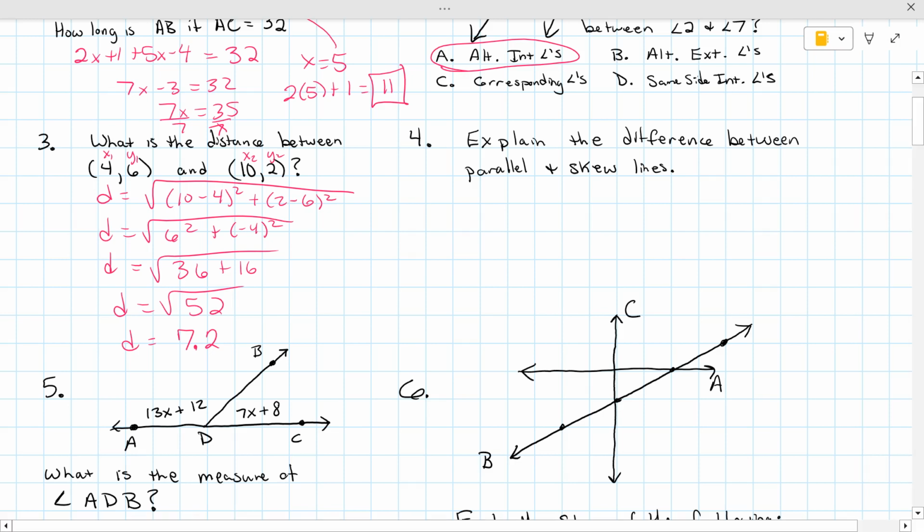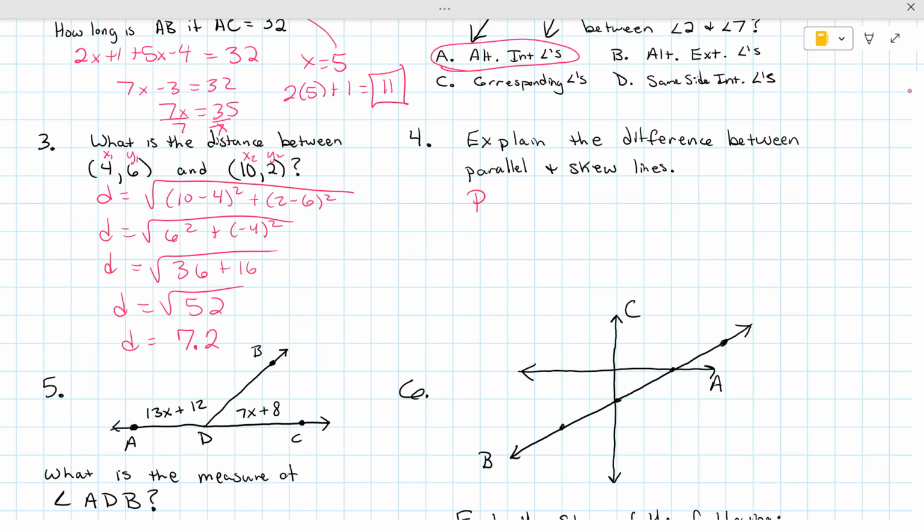Explain the difference between parallel and skew lines. Well, like on the ceiling tiles, parallel lines are two lines that don't touch that go in the same direction, or the floor tiles. Now, skew lines is like a line on the ceiling tiles that goes this way and a floor tile line that goes this way. They're not parallel, but they're not in the same plane.